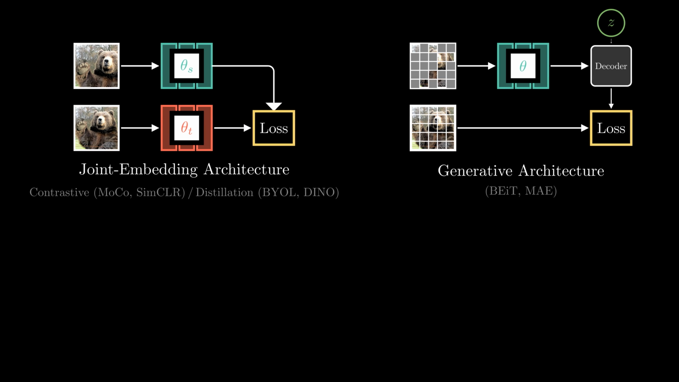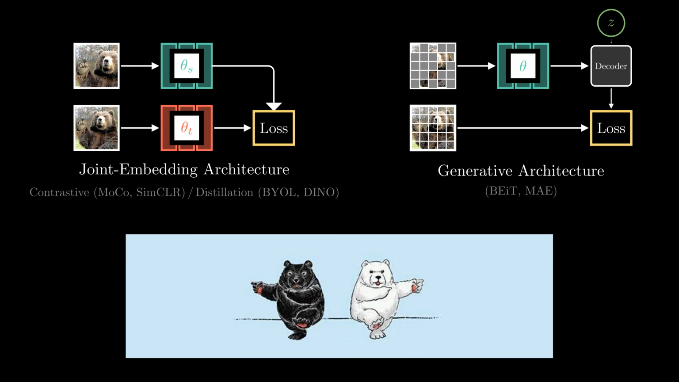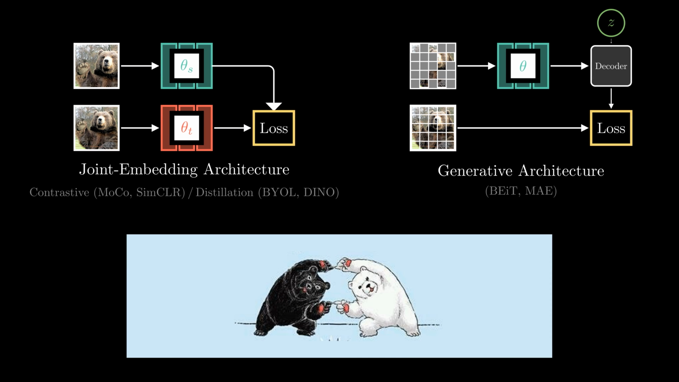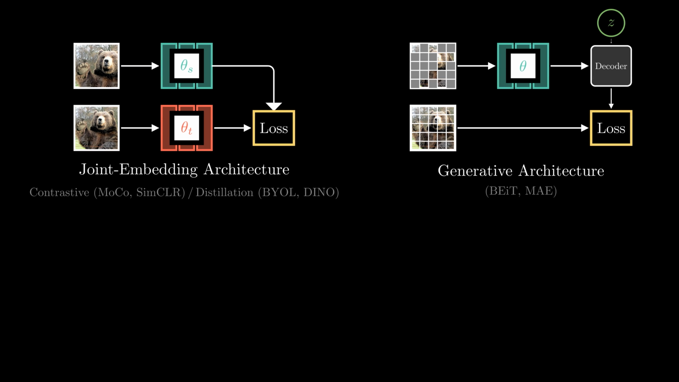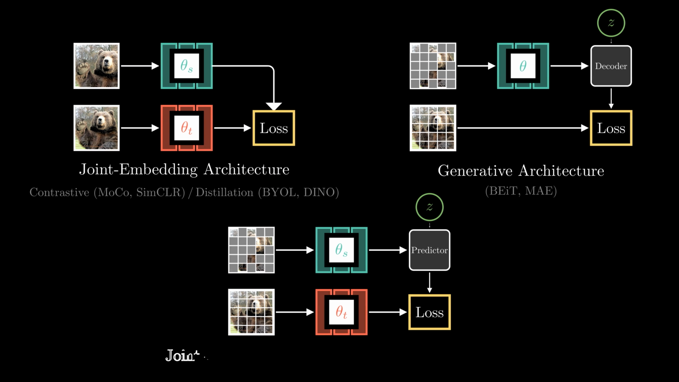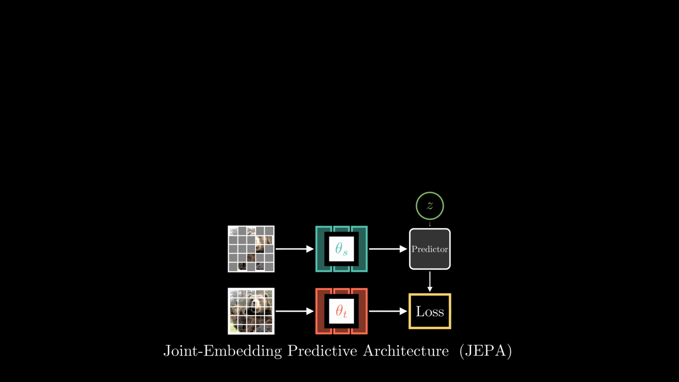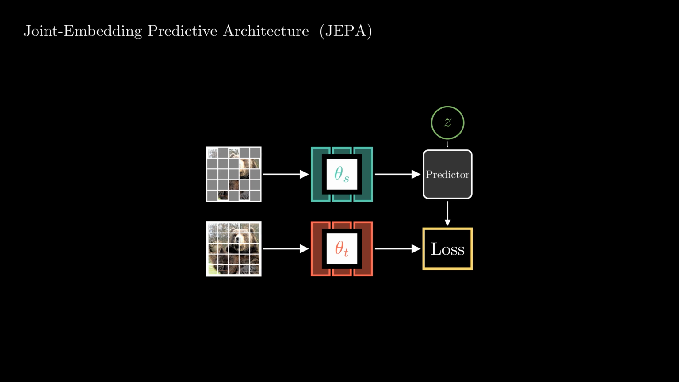Generative architectures capture detail, but they can waste effort reconstructing irrelevant noise. So the goal is to keep the predictive challenge of generative models while moving the prediction into the representation space. Generative models predict pixels. Joint-embedding models match views. JEPA does something in between. JEPA predicts missing information in the embedding space by using context plus a small conditioning variable that specifies what to predict. This design focuses on meaningful structure without reconstructing pixels or relying on handcrafted augmentations.